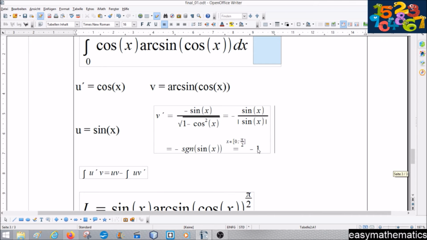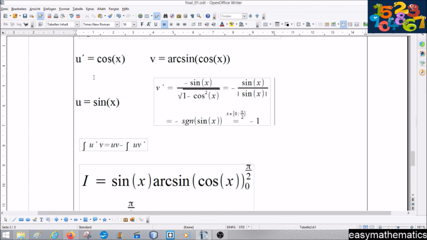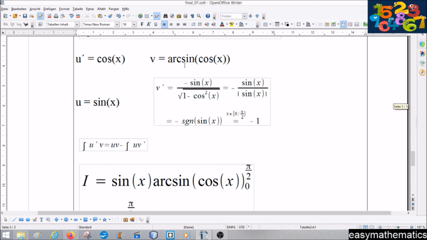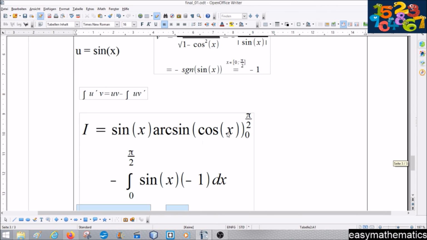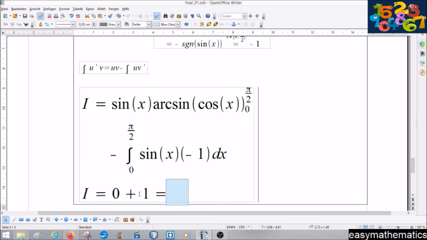This is very, very, very helpful. So the integral of u prime v is uv minus the integral of u v prime, integration by parts. We have all 4 parts we need. So u times v is sine times arcsine cosine of x in the range of 0 to pi over 2, minus the integral from 0 to pi over 2 of u v prime, u is sine x, and v prime is minus 1. Very nice.